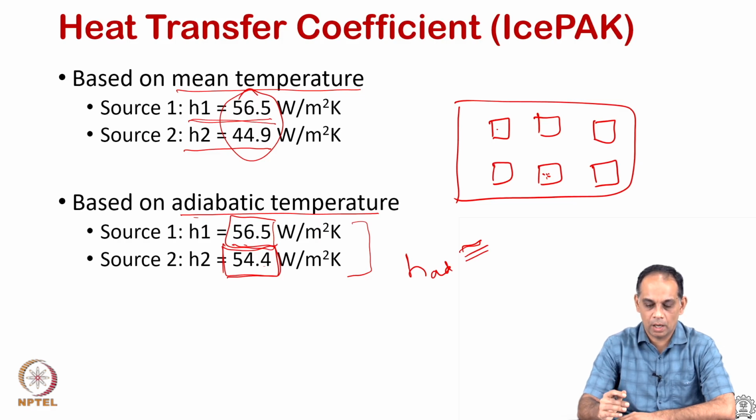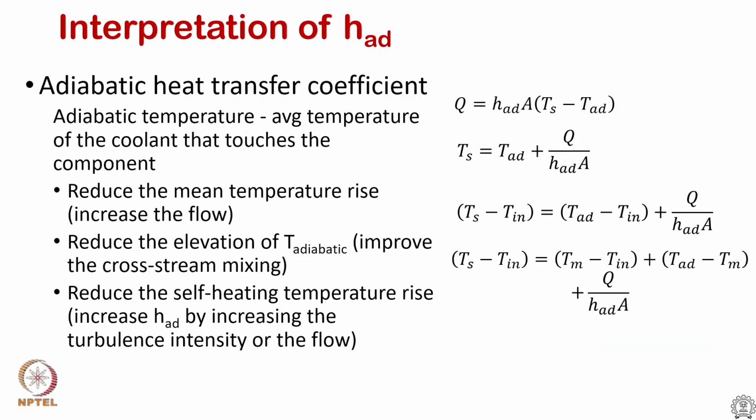Now, we will understand what we can interpret from the meaning of the adiabatic heat transfer coefficient. If I were to use Newton's law of cooling, my heat transfer rate is equal to the adiabatic heat transfer coefficient times the surface area times the difference between the surface temperature and the adiabatic temperature. We write that in terms of surface temperature, because for electronics our interest is to keep this junction temperature below a certain maximum temperature.